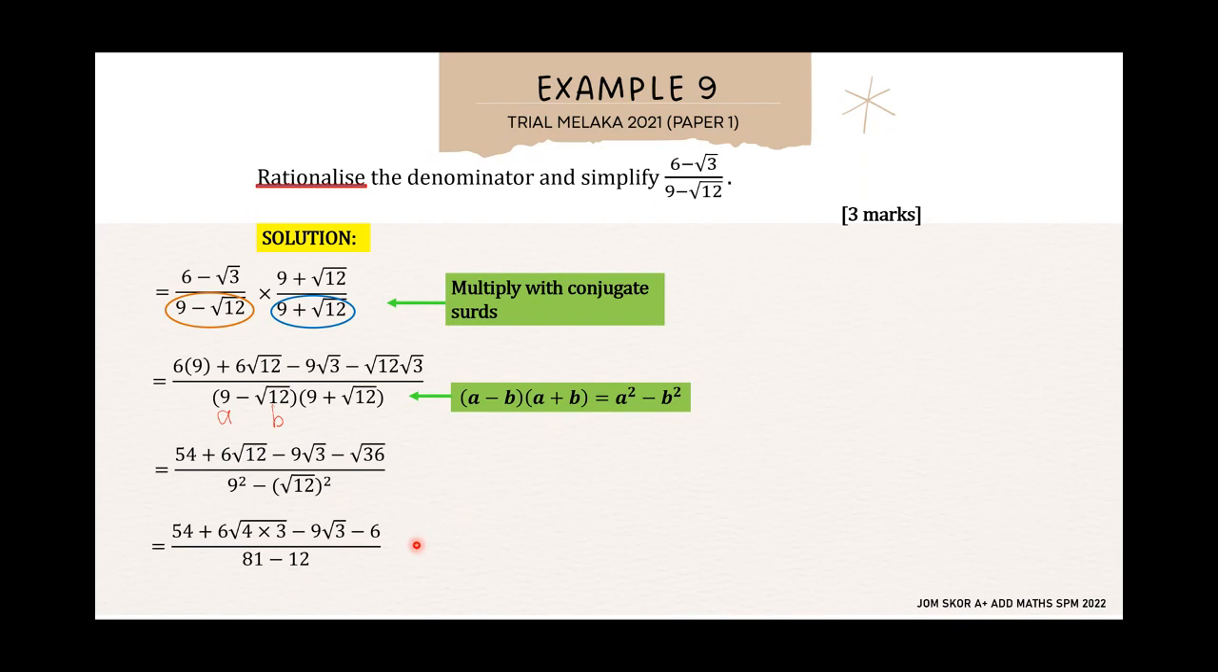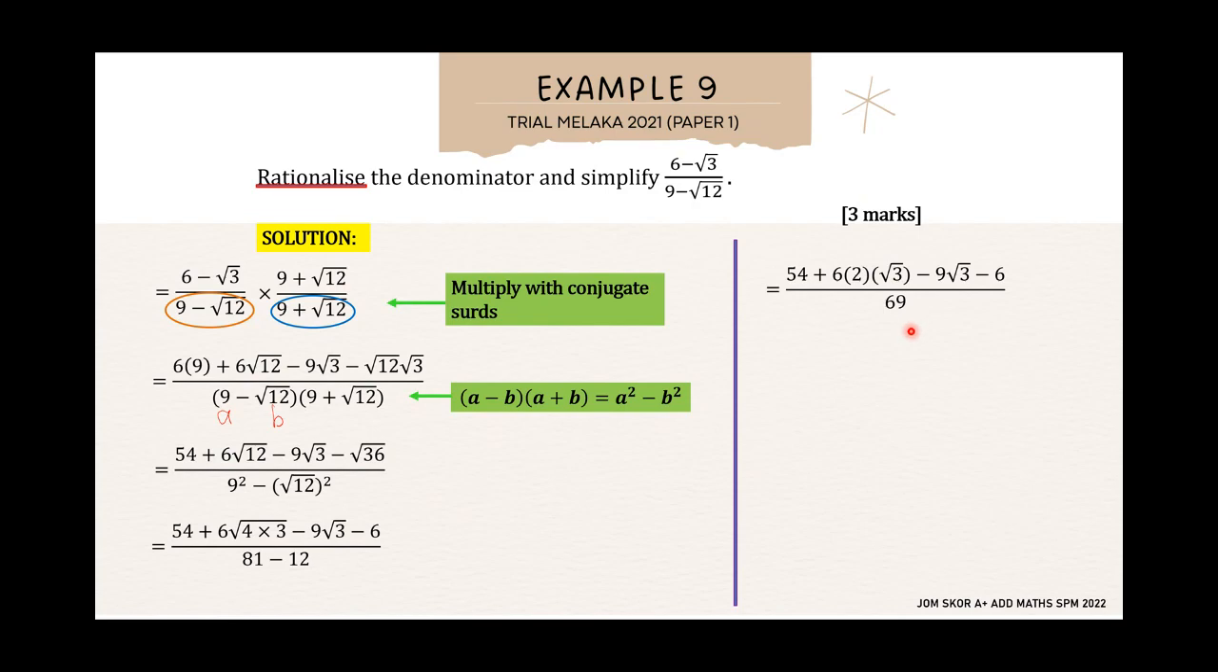Okay, simplify lagi. Jom kita simplify lagi, kita akan dapat 54 plus 6. 2 datang daripada mana? Teacher dah buat ni, square root of 4, dapat 2. Kemudian square root of 3 tak boleh berubah, jadi salin balik. Minus 9 surd 3 minus 6 over 69. Okay, 81 tolak 12 dapat 6.